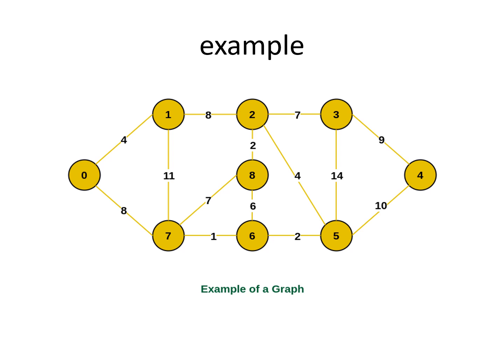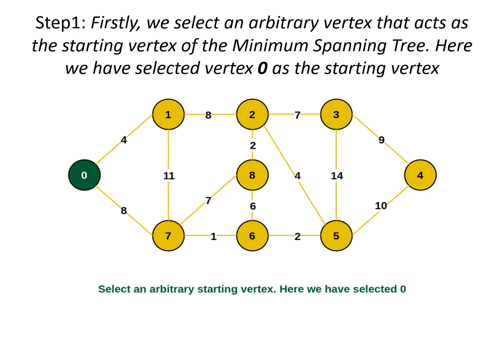Now we will see an example of Prim's algorithm. There are 9 vertices numbered 0, 1, 2, 3, 4, 5, 6, 7 and 8. They have different edge weights like 4, 8, 11, 8, 7 and so on. Step 1: firstly, we select an arbitrary vertex to act as the starting vertex of the minimum spanning tree. Here we select vertex 0 as the starting vertex and find its neighbor vertices, 1 and 7.